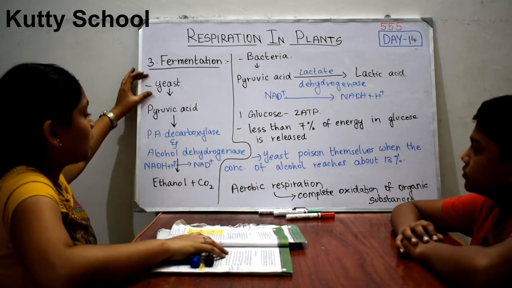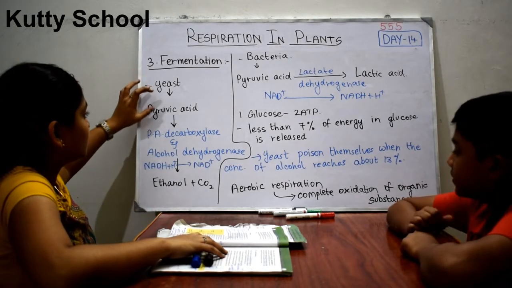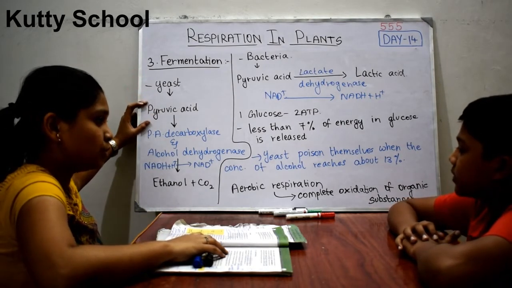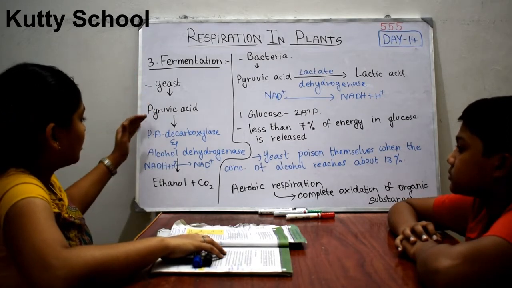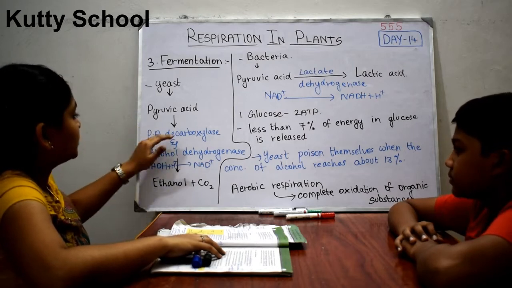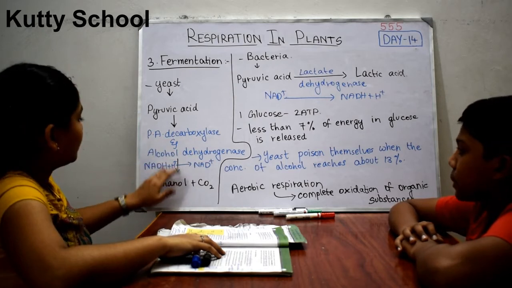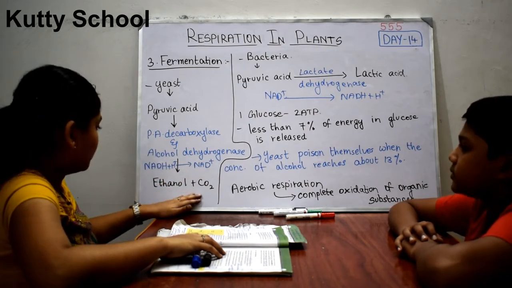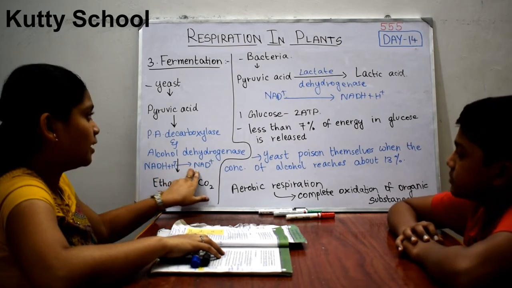Examples are yeast. They produce ethanol and carbon dioxide. In yeast, the pyruvic acid, which we saw as the last product in glycolysis, by the enzymes pyruvic acid decarboxylase and alcohol dehydrogenase, forms ethanol and carbon dioxide. NADH plus H plus releases NAD plus.